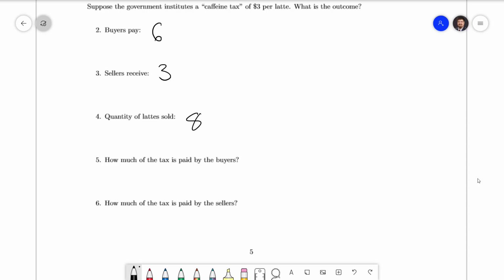To do the tax incidence here, how much is paid by the buyers? Just like before, we take the new price that they pay, subtract the equilibrium price. That's going to be 1. For the seller side, we take the old equilibrium price, subtract their new price to get 2. As always, the tax incidence for each side needs to add up to a total of the size of the tax, which is 3, and of course 1 plus 2 is 3.